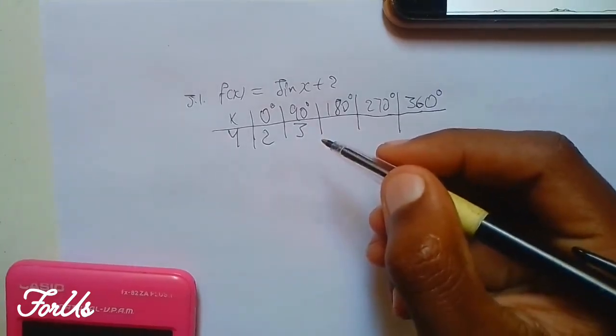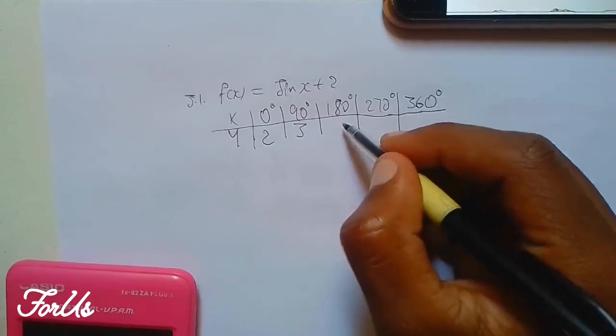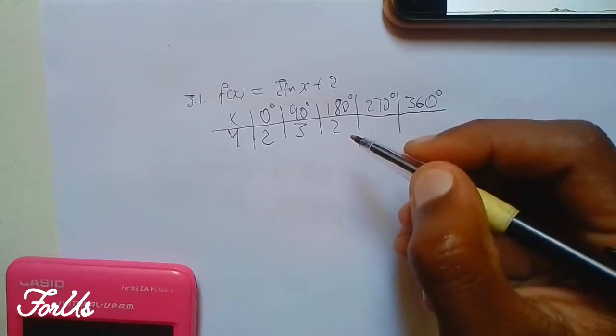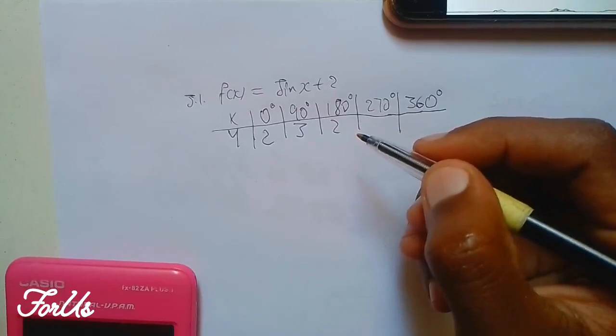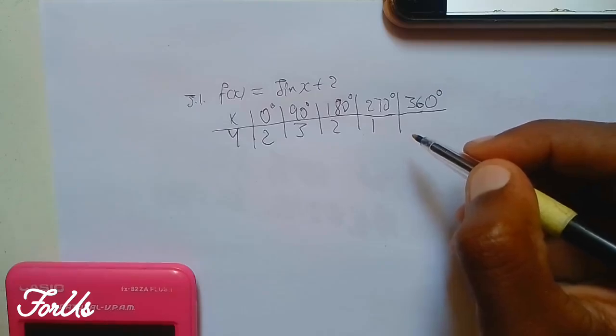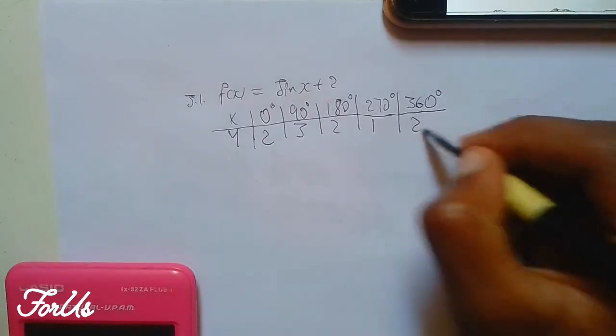Sine 180 plus 2 is just 2. Then we have sine 270 plus 2 is 1. Sine 360 degrees plus 2 is going to be 2.